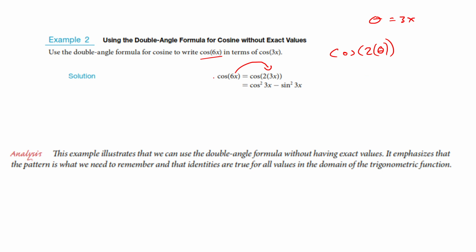Okay, well, if you look up the double angle formula for 2 theta, you get cosine squared minus sine squared. And my theta is 3x. So that's what they've done. I've just put that in here, cosine squared of theta minus sine squared of theta.